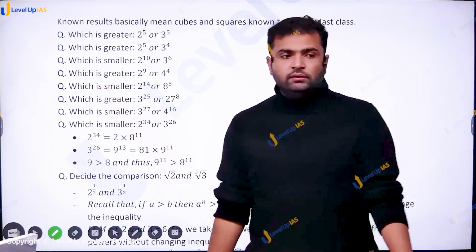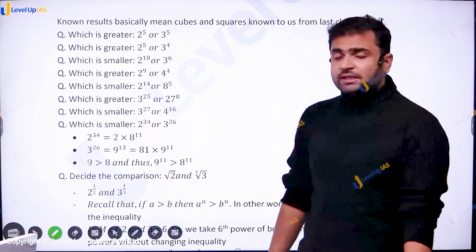Then which is smaller, 2 raised to 10 or 3 raised to 6?